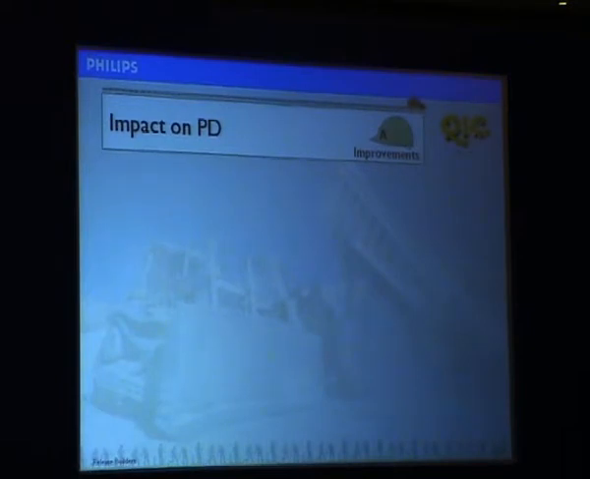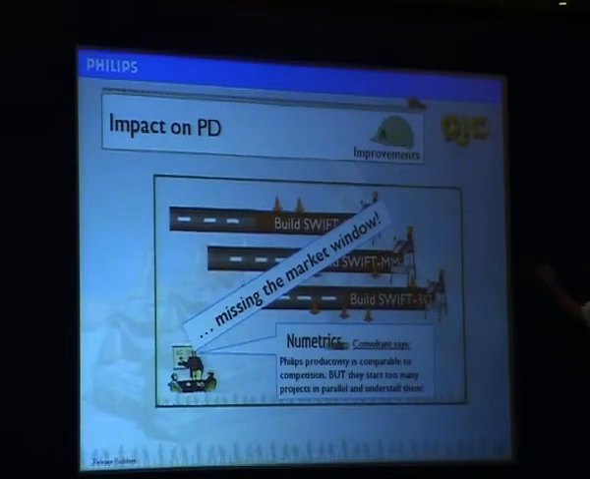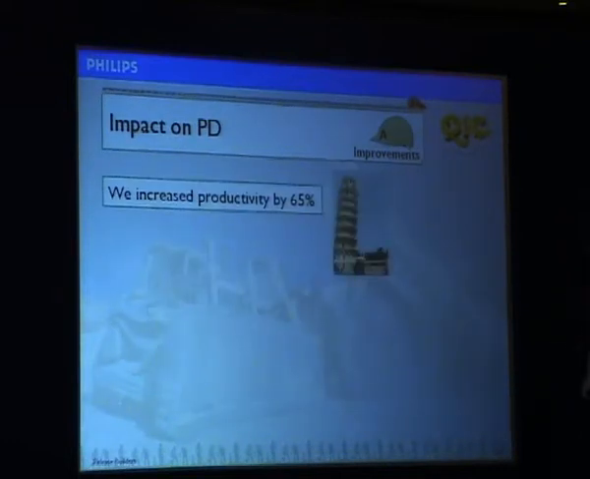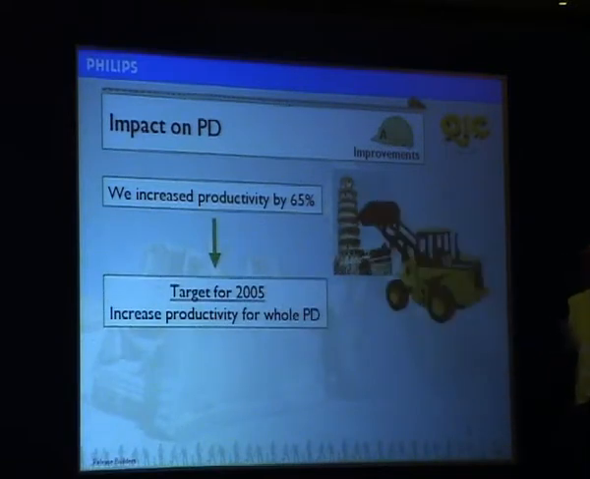Okay, with that, let's now close the circle. You remember this slide? That was our initial problem. Too many projects in parallel, not productive enough, missing the market window. Now we significantly improved and have a productivity increase of 65%. And we think we really have to give that benefit also to the PD. So for the 2005 year, our target, with our experience, is to help increase the productivity of the whole PD. How can we do that?